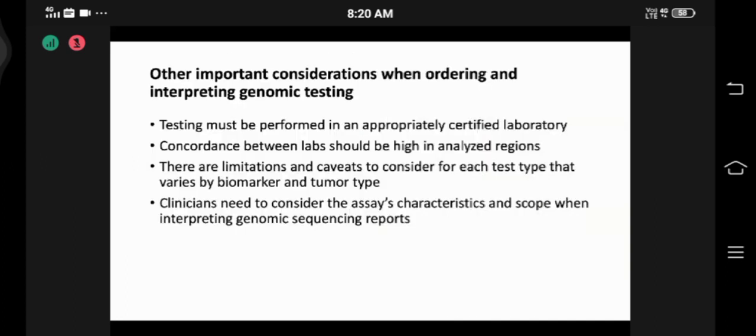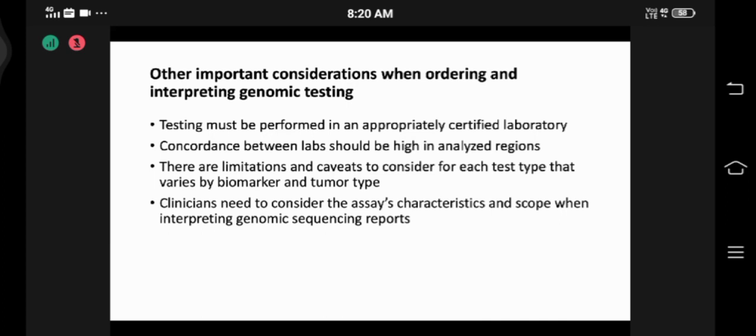I would like to finish off by saying that there are other important considerations when you order a test and when you interpret a test. You should understand the lab, because there will be multiple labs. Are they certified labs? Have they done some concordance studies? What are their limitations? Every clinician should understand the test they order, and they should understand the lab interpretation.